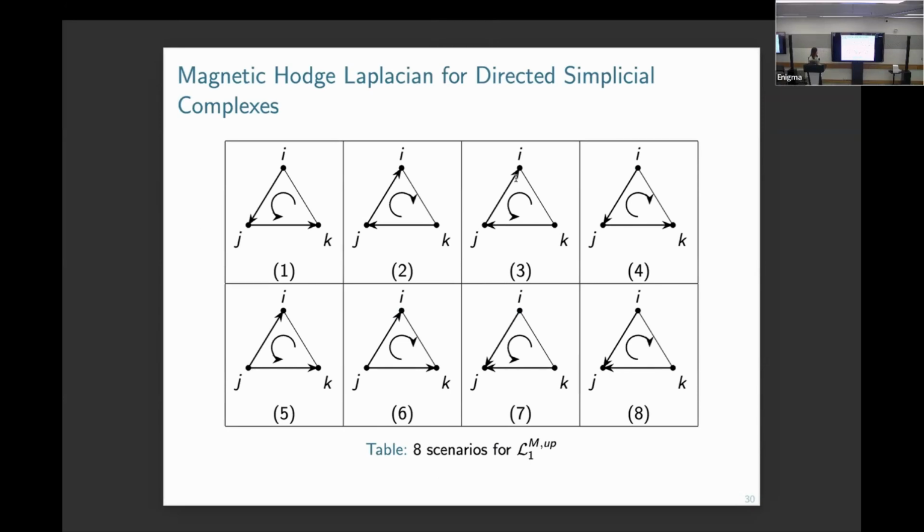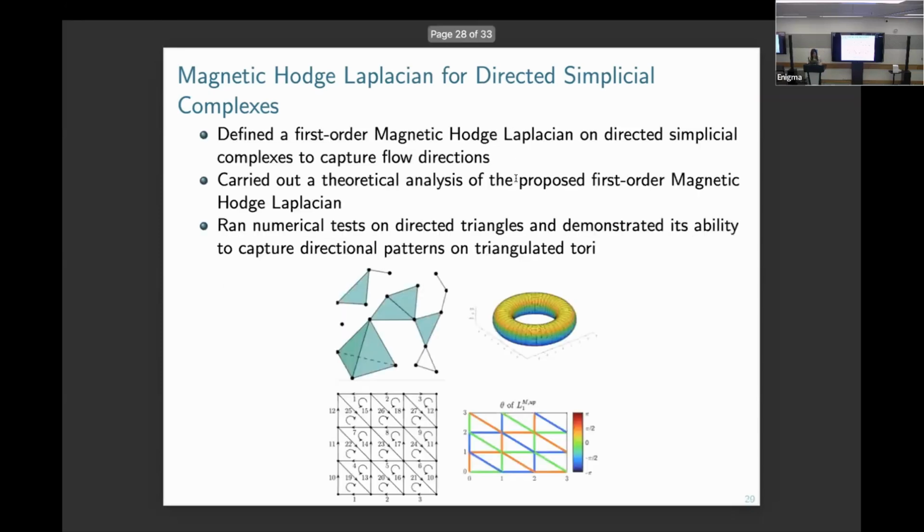So in that way, we will assign each edge two phase angles once we compute the eigenvectors of the Laplacian matrix. This graph plots one of the phase angles theta of the one-up Laplacian. And we could see that if we walk along the direction of the edges, we will recover a periodic pattern of green, orange, blue, and green, orange, blue, and so on. So it is quite interesting to see that we can incorporate the directional pattern on the simplicial complexes.